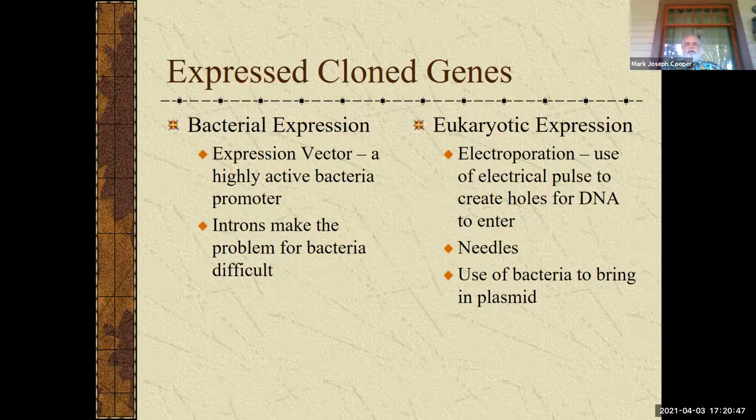And to get the cloned genes in, they'll actually hit it with pulses of electricity to kind of blow little tiny holes in the nucleus so that the DNA can get in. There are actually now really tiny needles they can poke and push it in. And they're now figuring out ways of using bacteria to bring the plasmid in itself. So these are all lab processes that people are very good at. And there are careers in there if you can do this very effectively.